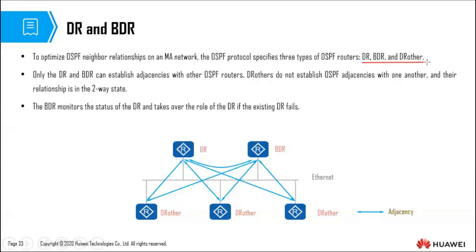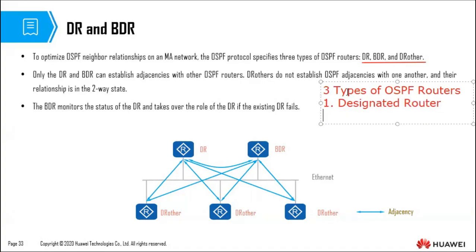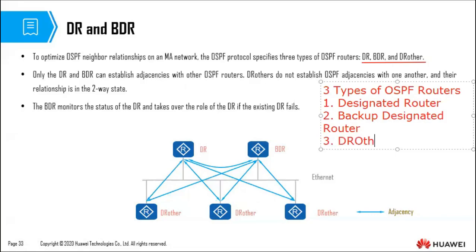We have three types of OSPF routers on multi-access networks. So we have what you call the designated router, then we have the backup designated router, and lastly, we have what you call DR other, or designated router other.